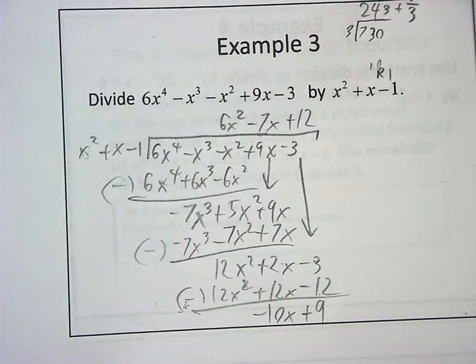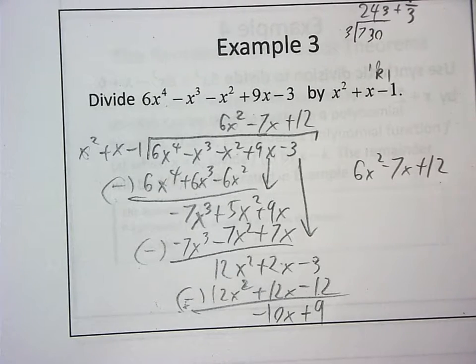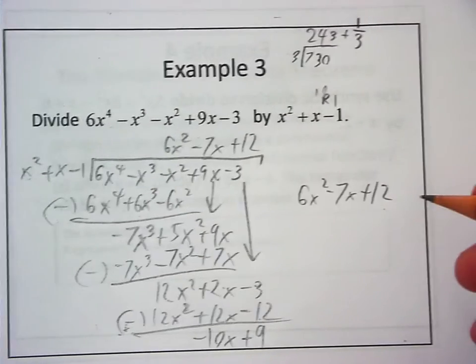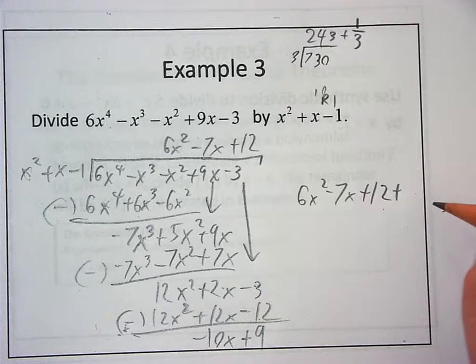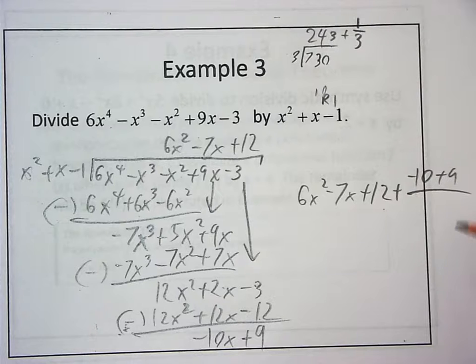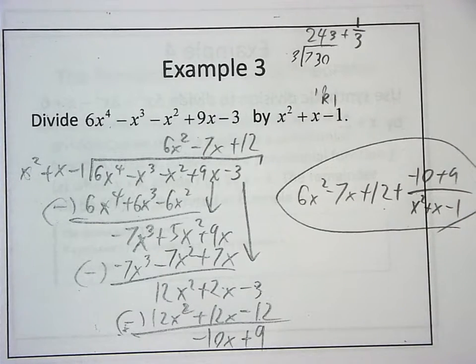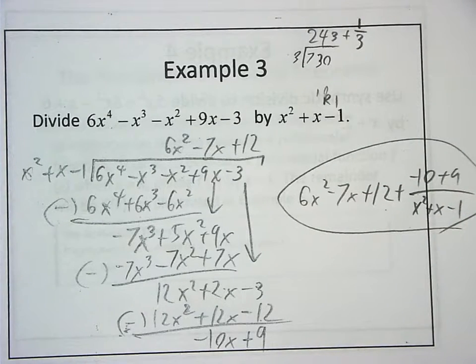So if I wanted to write the actual solution to this, I would have the 6x squared minus 7x plus 12. Then what would need to be after that? Plus what? Negative 10x plus 9 over x squared plus, over the thing you were dividing by in the first place. That would be the solution to this division problem. And you need to write it that way. You can't just put an R in the number.